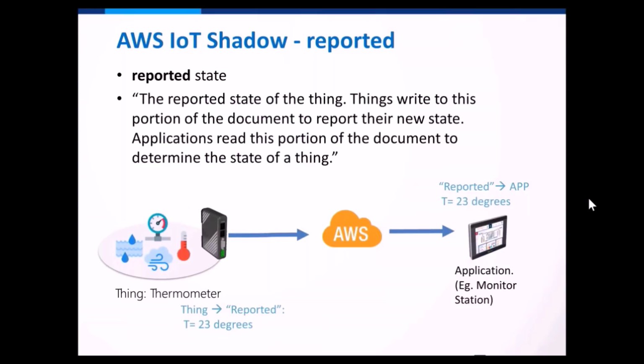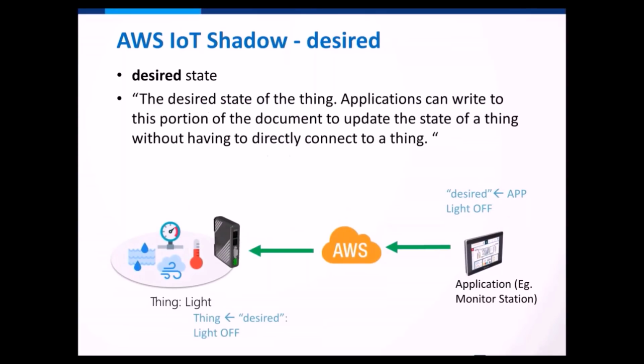Okay, the other state is the desired state. So it's basically the opposite of the reported state. For desired state, it's where the application can write to in order to update the state of the thing, without having to actually directly connect to the thing. So our picture will look opposite.